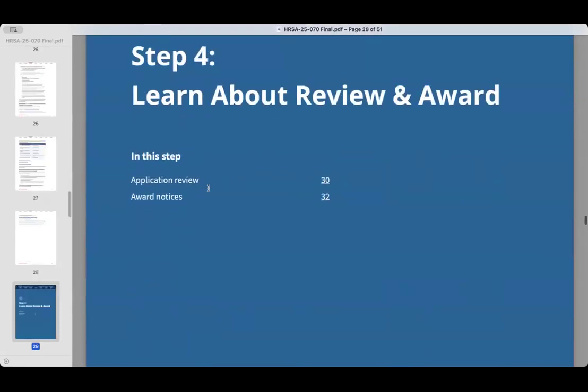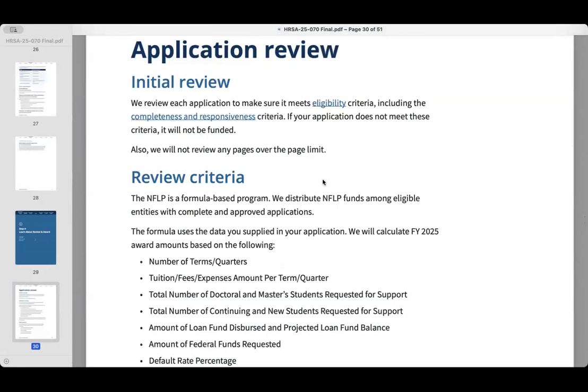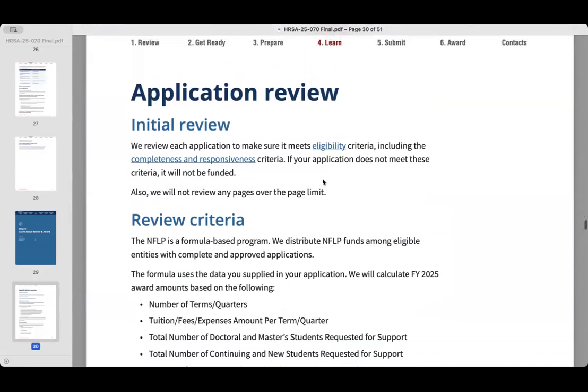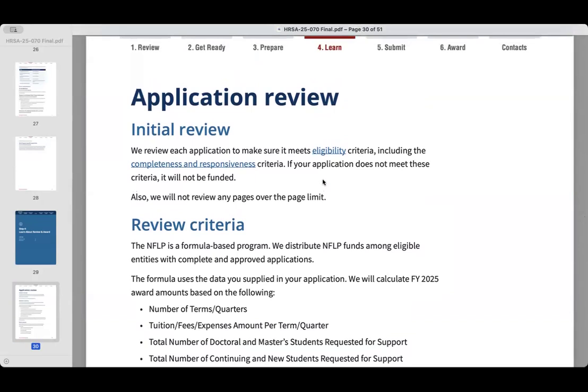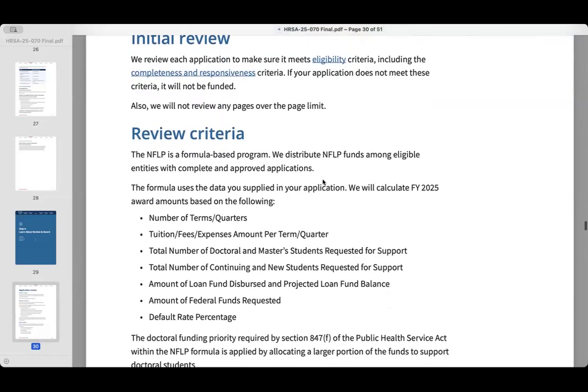So now let us go ahead and talk about the application review. And this is where we're going to spend most of the last portion of our time, because the application review process helps us understand what is actually going to be used to score these applications, and therefore what kinds of details might be helpful to arrange, to emphasize, to document.